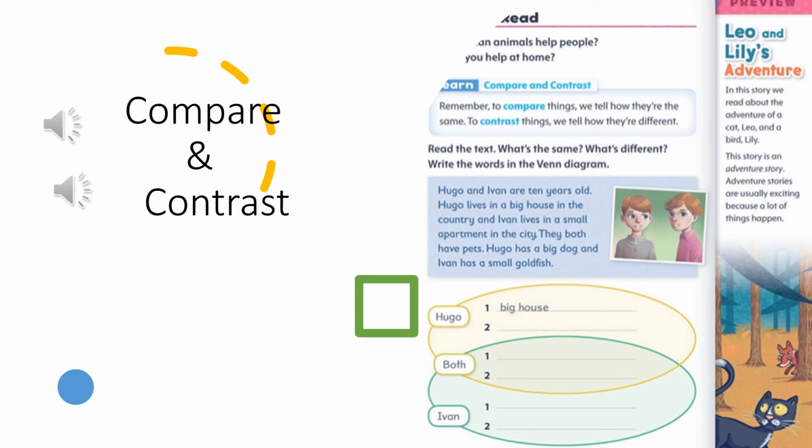This is how we have completed the Venn diagram. I repeat once again, in the Hugo column, big house and big dog. In the both column, 10 years old and pets. In the third Ewan column, small apartment and small goldfish.